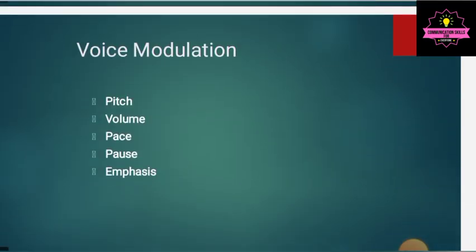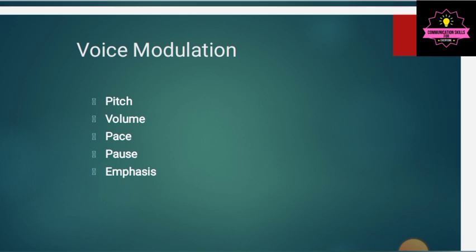Next, one comes to the voice modulation. Voice modulation includes pitch, volume, pace, pause, and emphasis. So yeah, pitch. It's like varying your pitch to maintain interest and convey emotion. Example: higher pitch when asking a question, lower pitch for emphasis. Like you have to use the pitch high or low, or sometimes maybe neutral.